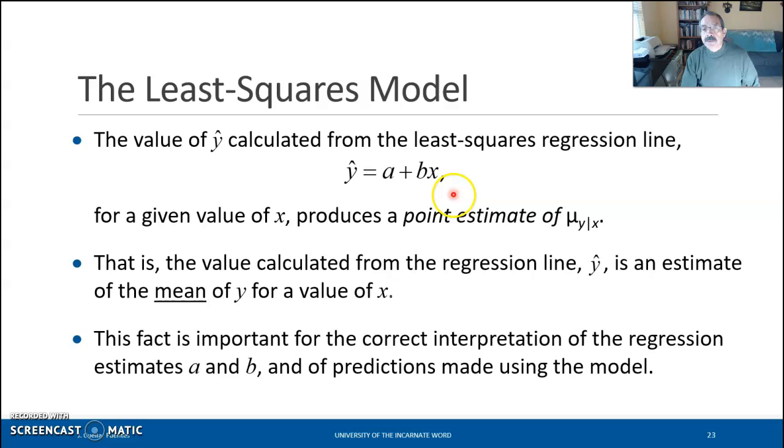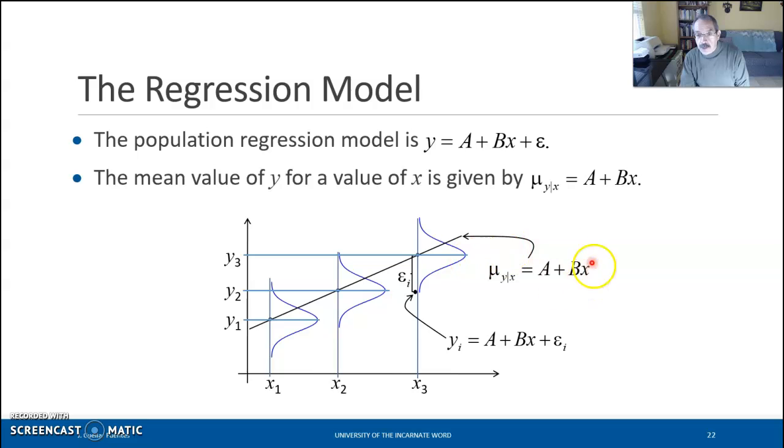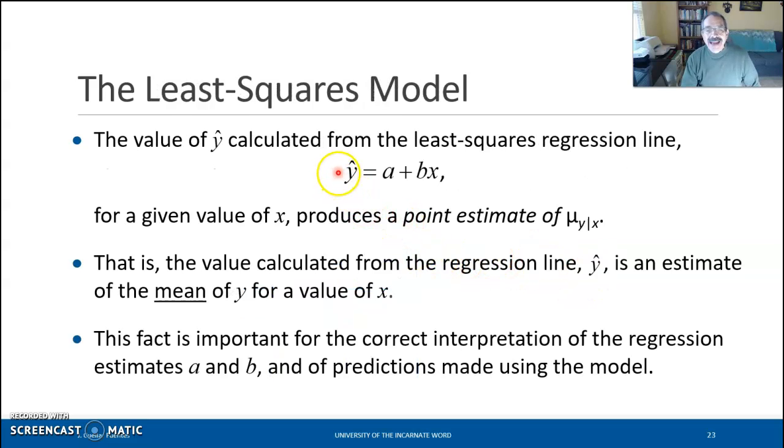With that in mind, when we look at the sample regression line, or what's sometimes called the least squares regression line, if you notice, this equation resembles the equation for the mean. So it makes sense that this y hat is an estimate of, or a point estimate of, the mean of y for a given value of x.